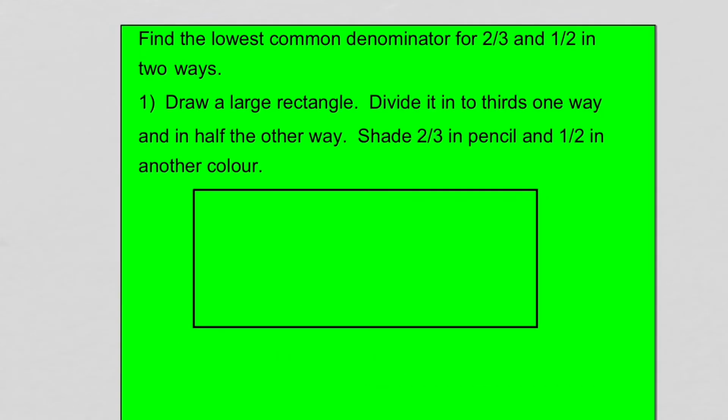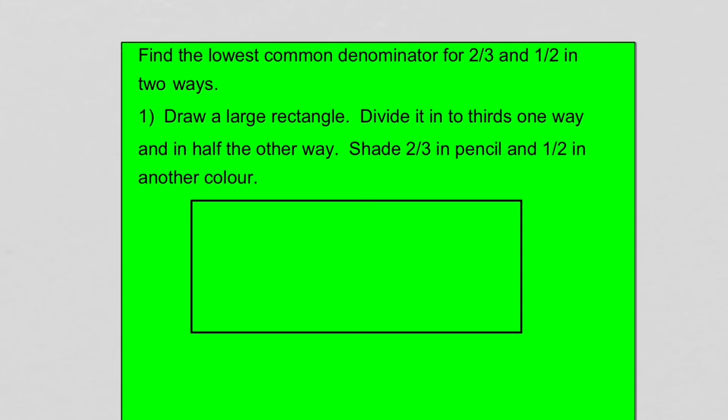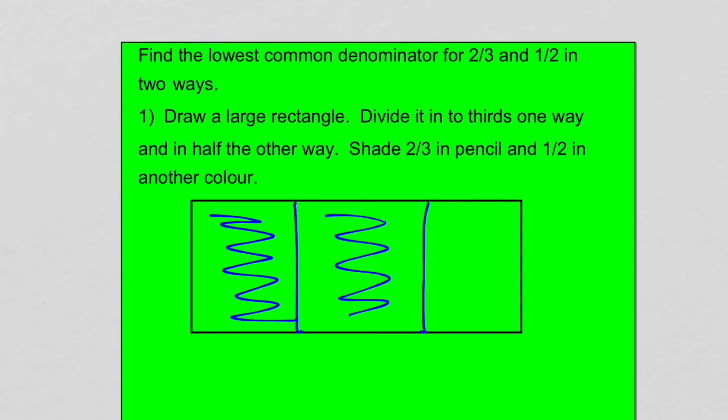And then what we did is I had them do this again with the picture, just one more time. So I said find the lowest common denominator for 2 over 3 and 1/2 in 2 ways. So they drew another rectangle and they divided it in thirds one way and half the other way. So I'll start with thirds and doing a little estimating of the size. Okay, and then shading in 2/3. So I'll shade that in blue. 1, 2. And then changing my color and thinking of it the other way, I divided this in half.